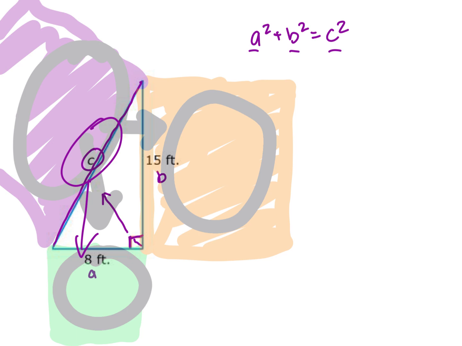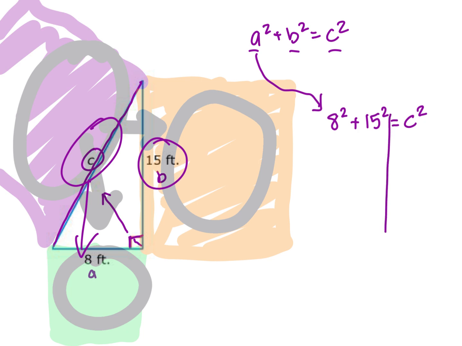If I'm saying a squared plus b squared equals c squared, what I like to do is I like to label them a, b, and c, and then just plug in what I know. So I know a is 8, so I'm going to say 8 squared. Plus, I know b is 15, so I'm going to say 15 squared. And c is my unknown value, so I have c squared over here. I'm going to treat this just like I would when I solve an equation by separating the two sides.